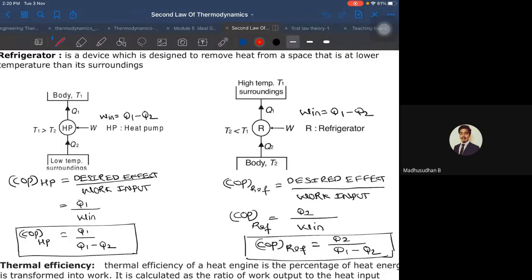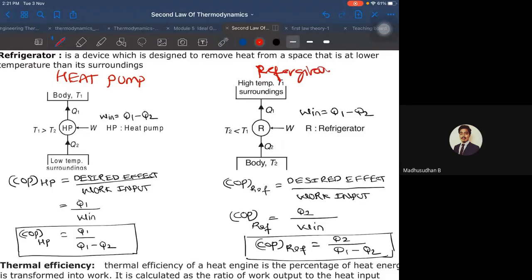Is that visible clearly? Everything is visible? Yes, sir. Okay, fine. You can observe here, the left side portion is what? The left side portion is the heat pump. I'll just write it in heat pump. And the right side one is what? The refrigerator.